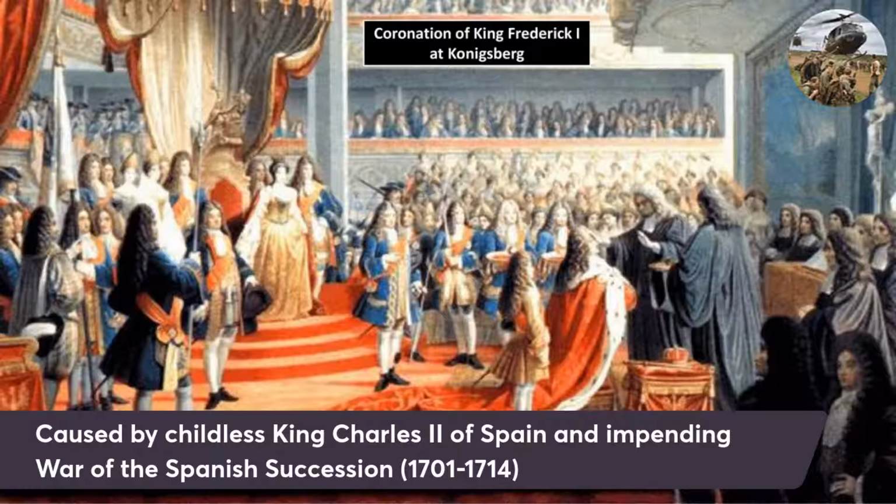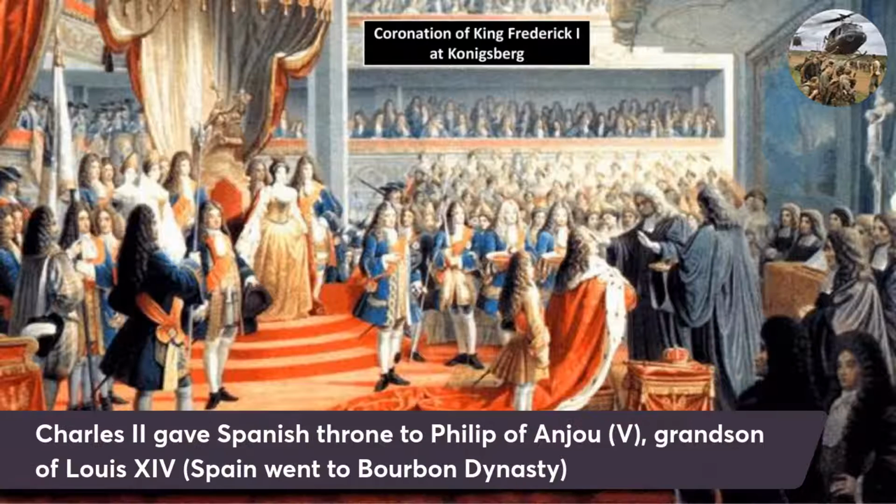You know what happened? He decided to give the throne to a Bourbon, which was kind of shocking at the time. And so he gave the throne to Philip of Anjou, who happened to be, by the way, the grandson of Louis XIV. Spain would become part of the Bourbon dynasty, both France and Spain side by side. So that was kind of shocking. And that created a big, bloody war throughout Europe.